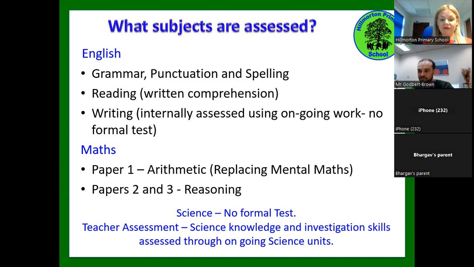We do assess for science. We do assess to say whether a child is at age-related expectations or not at age-related expectations for science. But again, that's a teacher assessment. There's no formal test. It's assessed through their ongoing science units, their work throughout the year, and the science knowledge and investigation skills that they demonstrate in their books.